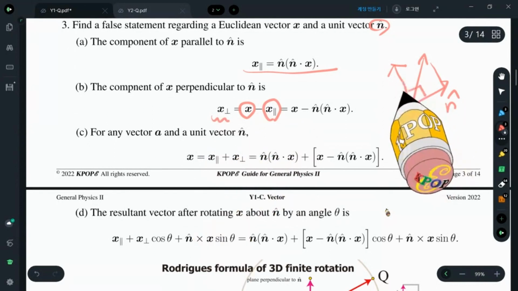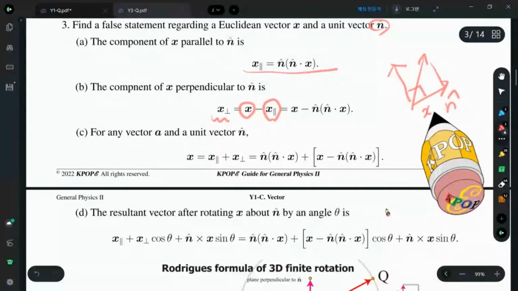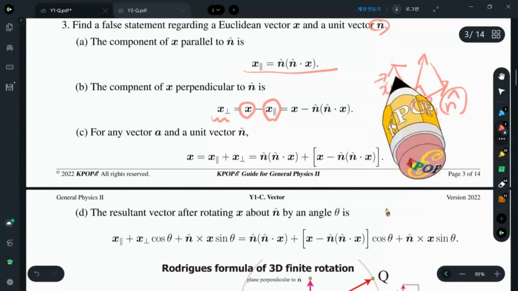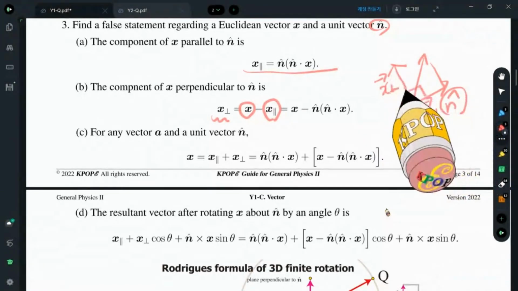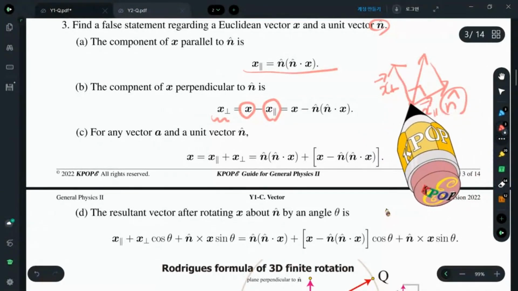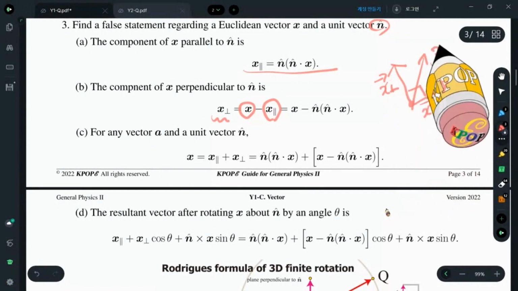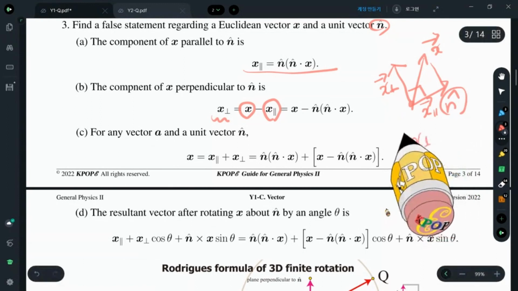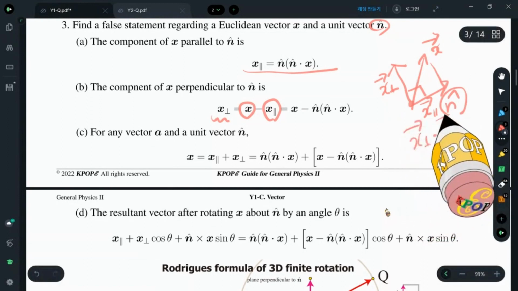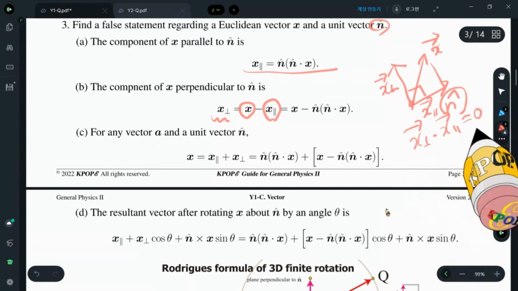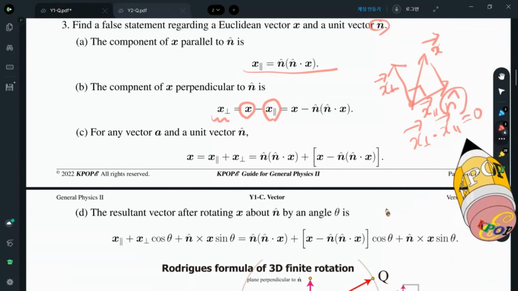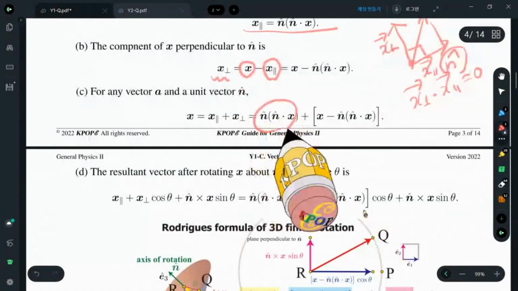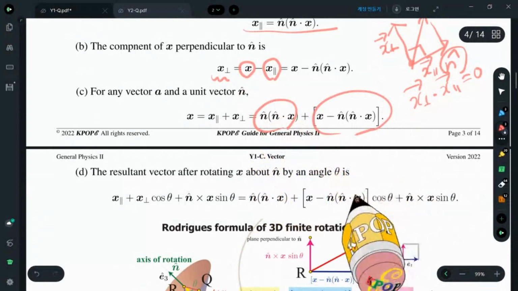And these are two vectors, x parallel to n hat, x perpendicular to n hat. If we add these two vectors, we can reproduce this x vector. In addition, they must be perpendicular to each other. Hence, the scalar product between the perpendicular component and the parallel component must be 0. And this is the parallel, and this is the perpendicular component.